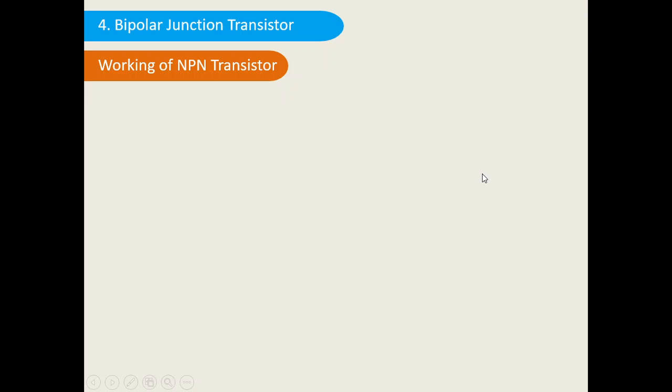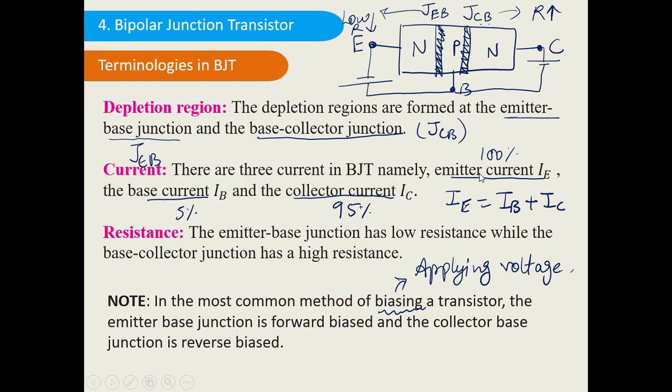We'll now study the working of the NPN transistor. You have to remember this note point, which is very important: the first junction, the input junction, should be forward biased, and the output junction should be reverse biased. If this is done, then only 95% of the current will go to the collector.